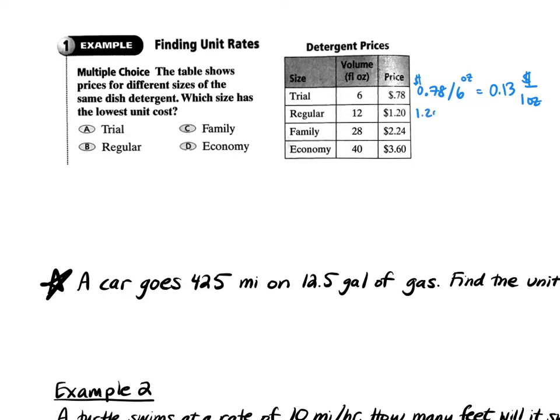Let's take our $1.20 and divide by 12 to see regular. How much are we paying for regular per ounce? $1.20 divided by 12 is 10 cents, right? So it's cheaper per ounce.